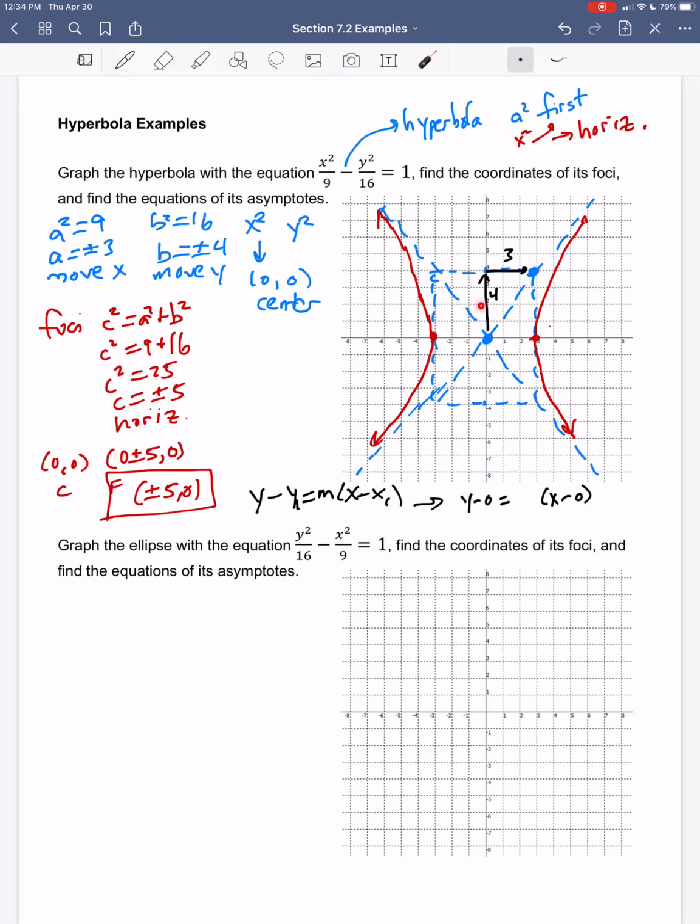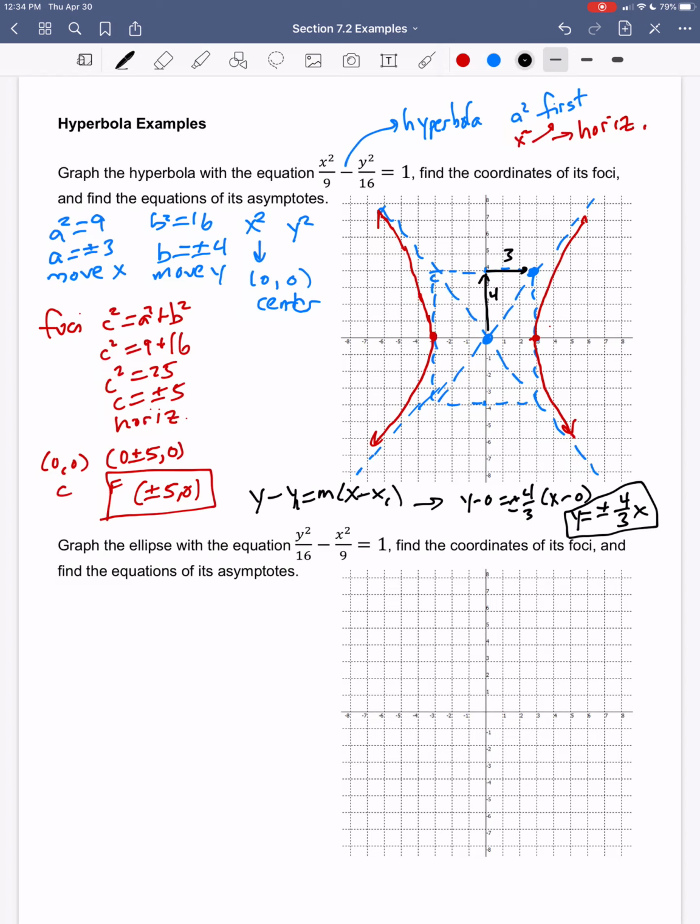The other asymptote is going downward. That would have a slope of negative 4/3. So I say plus or minus 4/3. And then in this case, I don't really need the zeros. Y minus 0 and x minus 0 are just y and x. So I get y equals plus or minus 4/3 x. Those would be the asymptotes for that hyperbola.